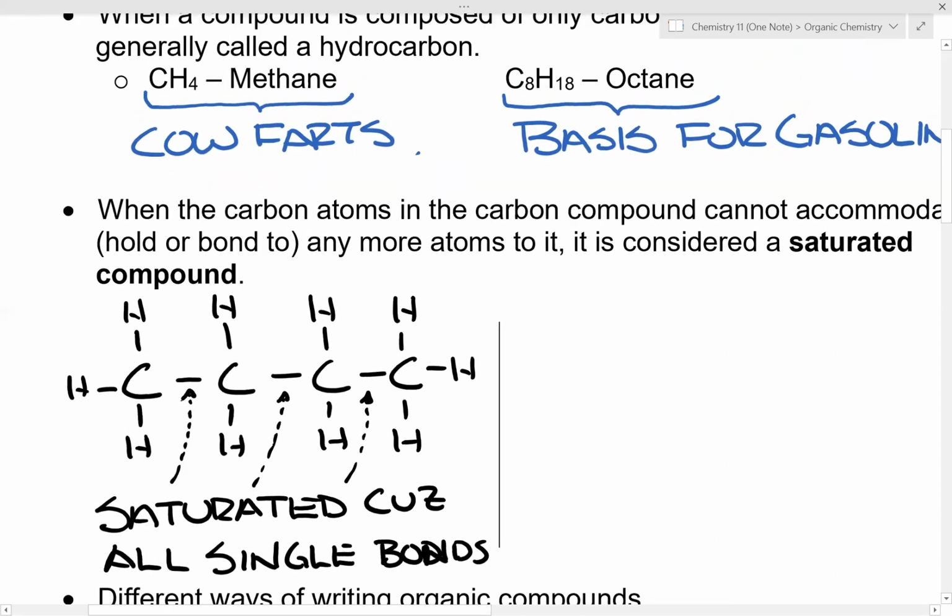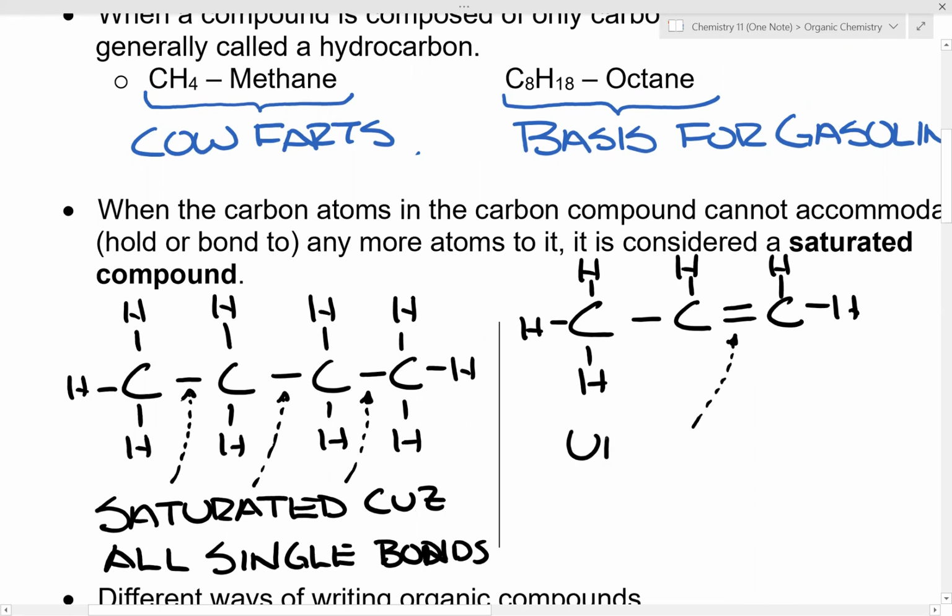Now, unsaturated would look something like this. This would be unsaturated because what you have is this thing, a double bond. So what happens is you have an extra bond that can be broken. So if it is saturated, you can think of it as all single bonds, or if you break it, you cannot break any more bonds. Here is unsaturated.